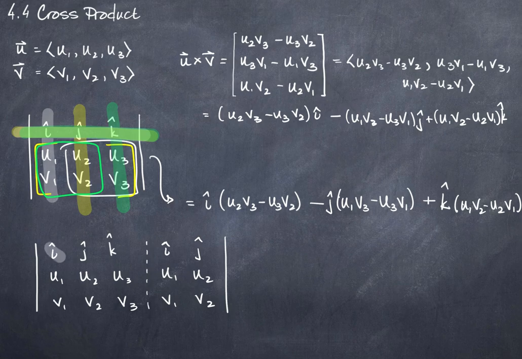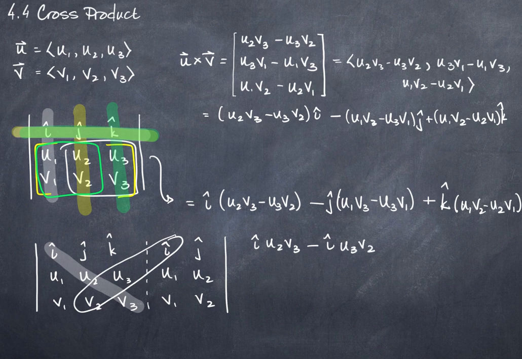And then what I'm going to do is compute this product. These are the i products. And I'm going to write that as i times u2 times v3. That's this product. Minus this product, i times u3 times v2. And then I can factor out the i. I get i times u2v3 minus u3v2.